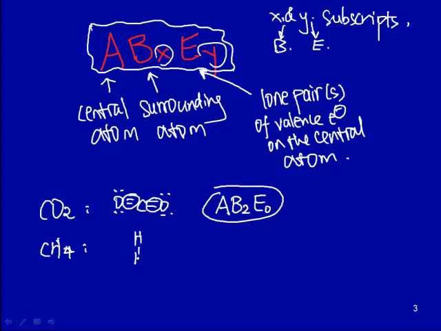The Lewis structure will be the carbon surrounded by 4 hydrogens. This is the correct Lewis structure, and then you'll have 1 A, that's the central atom, the carbon. Now you have 4 B's because you are linked with 4 hydrogens, and also E0 because we don't have any lone pairs on the carbon atom in methane.